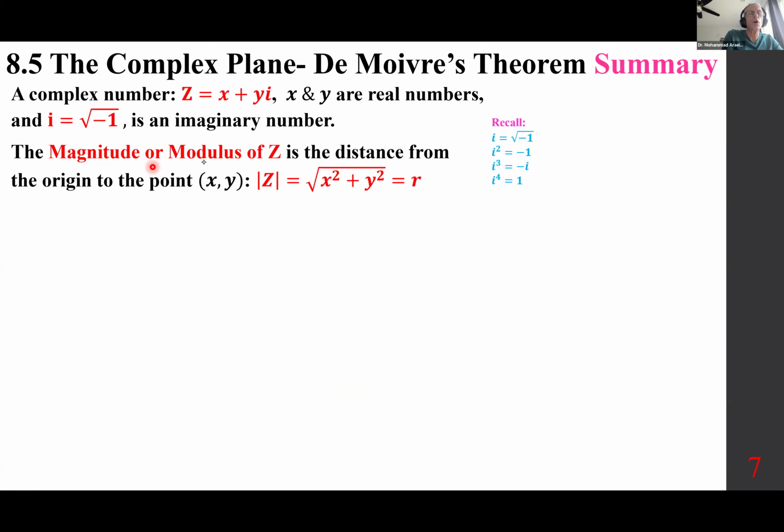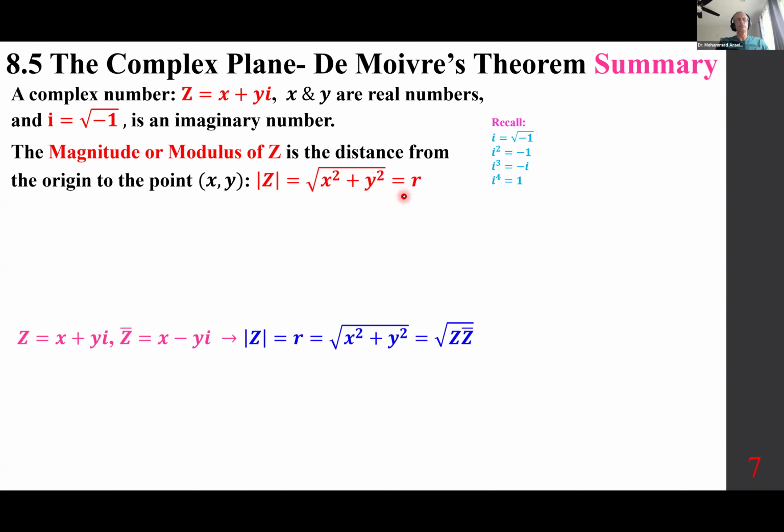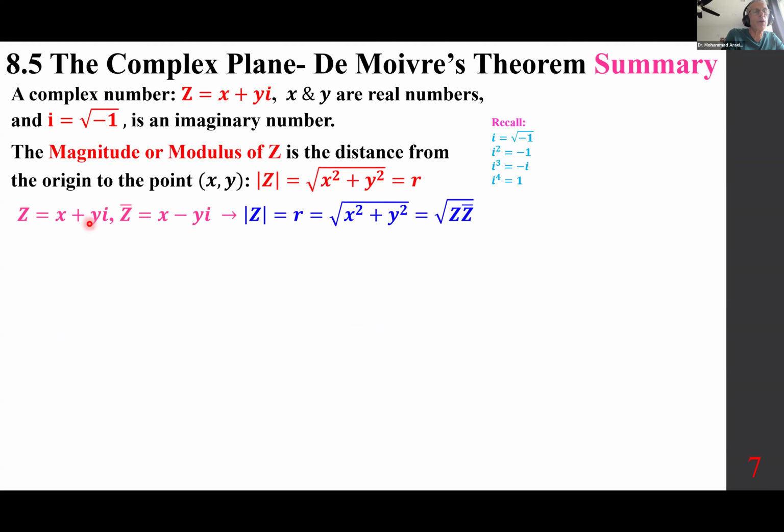The magnitude, also known as the modulus of z, is the distance from the origin to the point x comma y, and it's equal to the square root of x squared plus y squared, or r. z is x plus yi. z bar, that means its complex conjugate, is x minus yi, and again, the modulus r is the square root of x squared plus y squared.